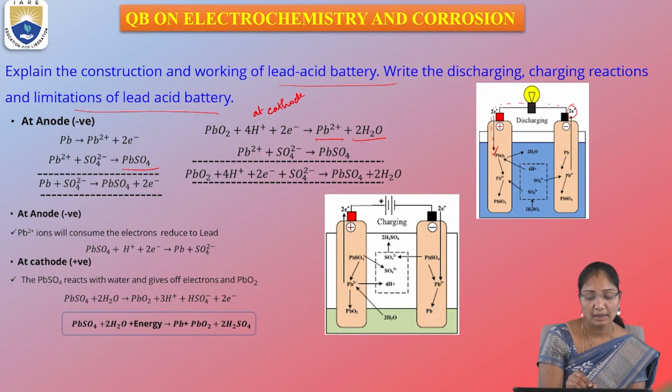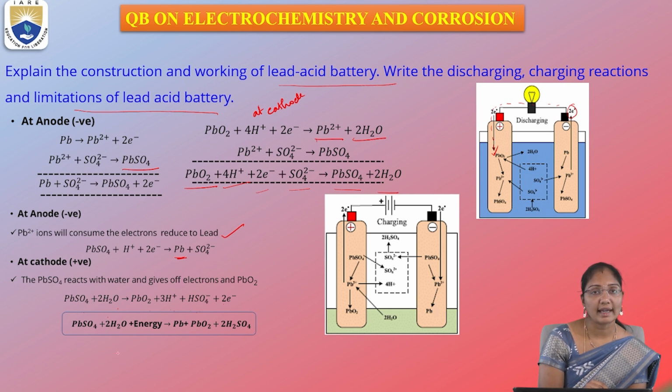The Pb2 plus thus formed again reacts with SO4 2 minus ions present in the electrolyte and results in the formation of lead sulfate. So the overall reaction at the cathode is lead oxide plus 4 H plus ions plus 2 electrons plus sulfate ions gives lead sulfate plus water. Here the Pb2 plus ions will consume the electrons, so it reduces to lead. Here PbSO4 plus 2 H2O gives rise to PbO2 plus 3H plus ions plus HSO4 minus plus 2 electrons.